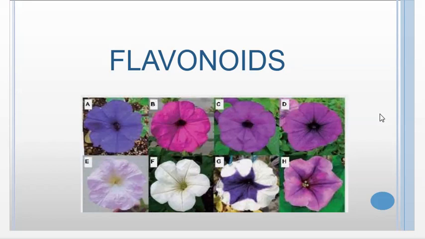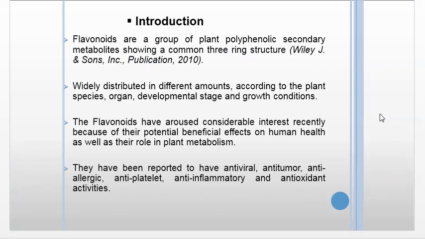You know that among all the heterocyclic compounds, we can meet a lot of biologically active compounds. One of them is the flavonoids. Let me introduce what flavonoids are. Flavonoids are a group of plant polyphenolic secondary metabolites showing a common three-ring structure, widely distributed in different amounts according to the plant species, organ, developmental stage and growth conditions. Flavonoids have aroused considerable interest recently because of their potential beneficial effects on human health, as well as their role in plant metabolism.